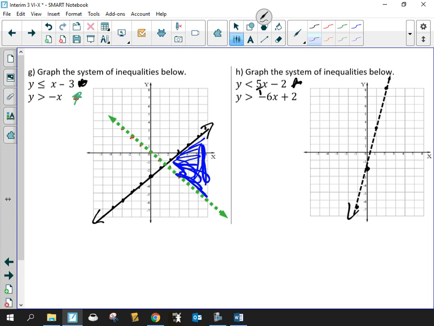A lot of times people get confused about shading up or down because all they see is left and right, not up or down. And so my recommendation is put your pen on the line and go down, and that's the half you would shade in. The other equation: the y-intercept is 2, slope is negative 6.